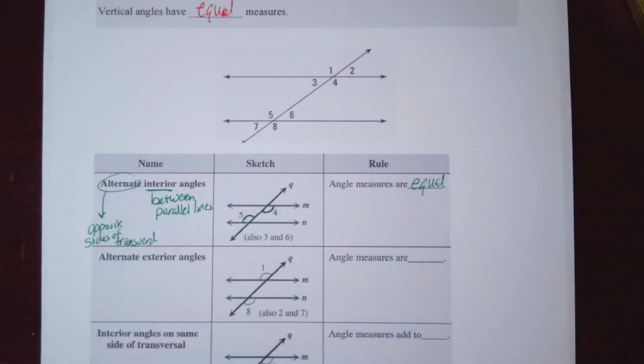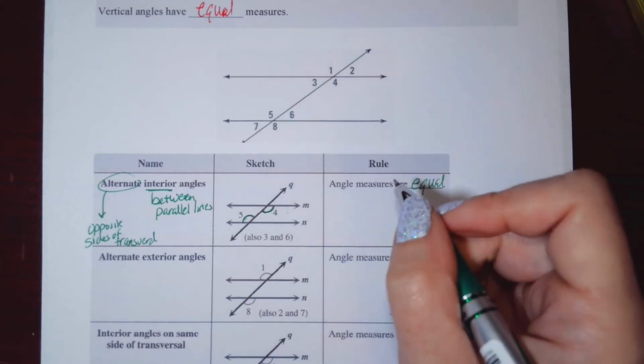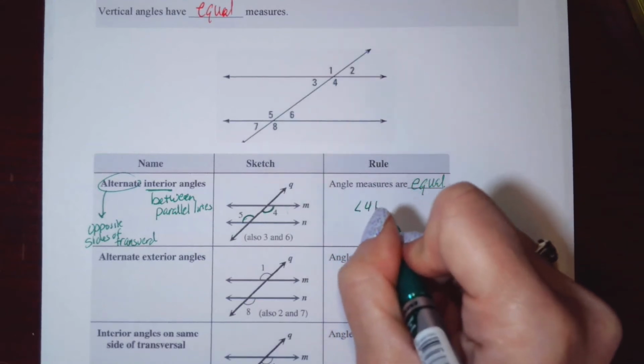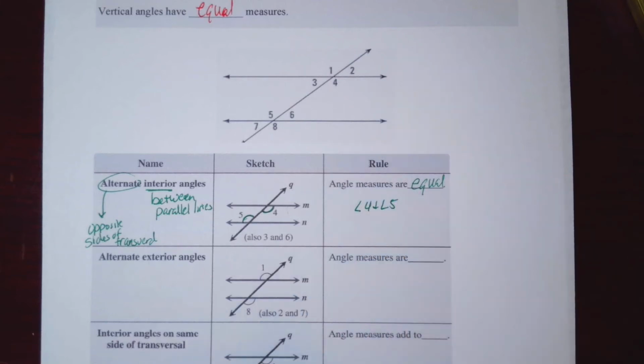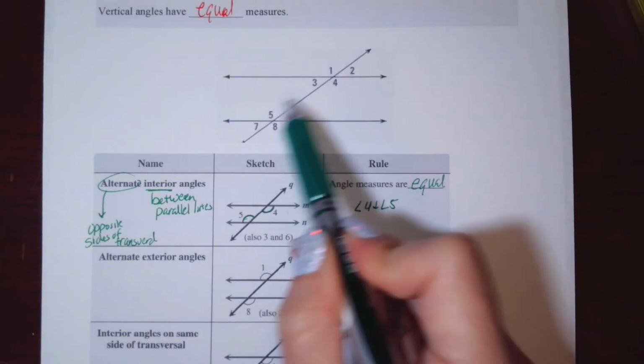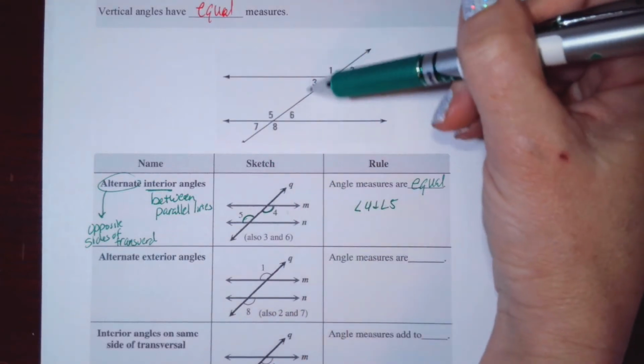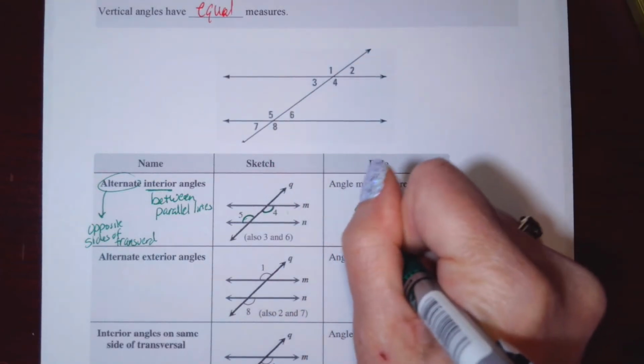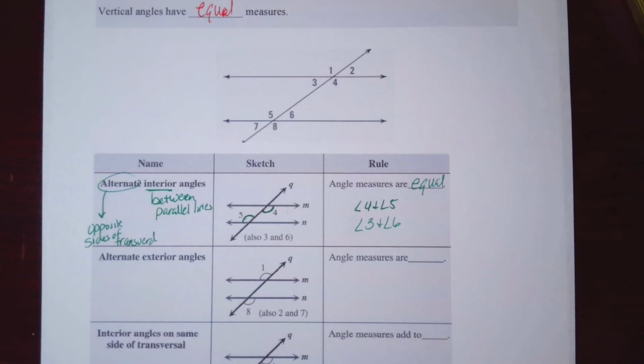There's only one pair here. Angle 4 and angle 5 is your only pair of alternate interior angles. Is that true? That is not true. Angle 4 and angle 5 is a pair of alternate interior angles. There's one other pair of alternate interior angles. If you look here, 4 and 5, also 3 and 6. Angle 3 and angle 6 are another pair of alternate interior angles.